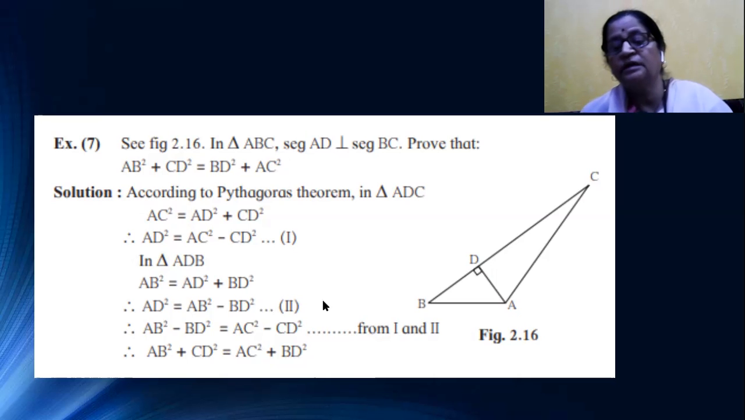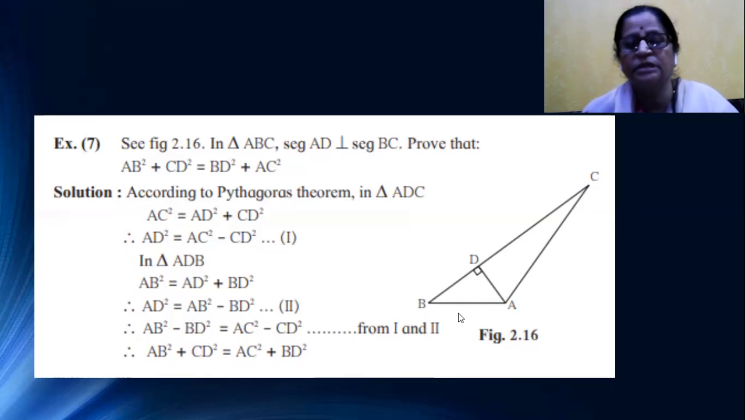In another triangle ADB, here angle ADB is 90 degrees. According to Pythagoras theorem, again AB is the hypotenuse. AB square is equal to AD square plus BD square. So we are changing the side of this. We are taking AB here and we are taking AD to this side. So here we got BD as minus. It is equation 2. Then we are taking the equation from 1.